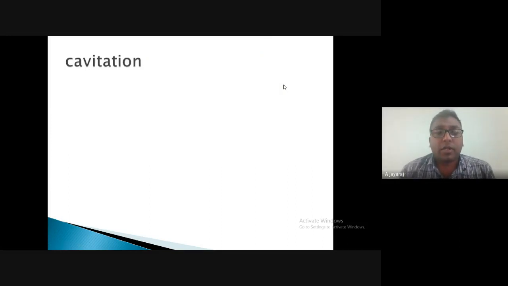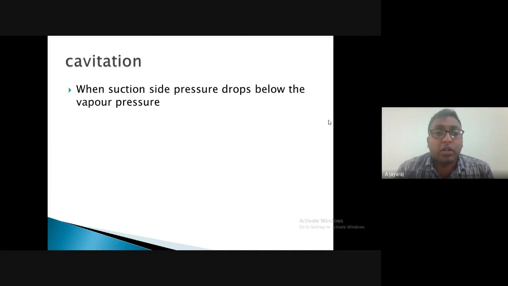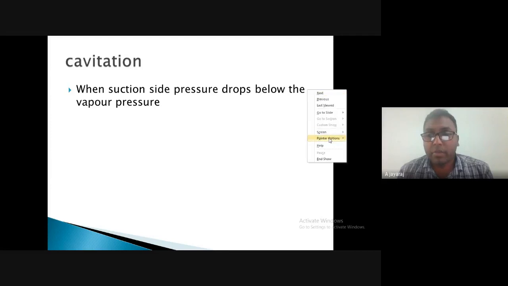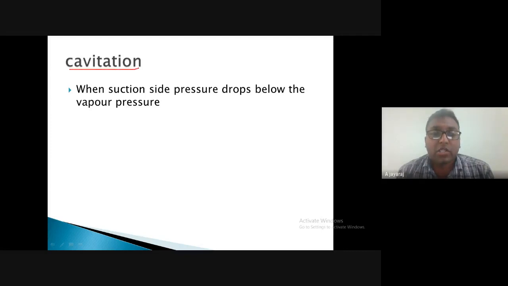So next concept is cavitation. Cavitation is a phenomenon that occurs in the suction side. When the pressure in the suction side drops below the vapor pressure, a problem called cavitation occurs. So what exactly is this cavitation? Cavitation is the formation of cavities on the blades or inner surface of the casing. These cavities may lead to erosion or pitting corrosion.